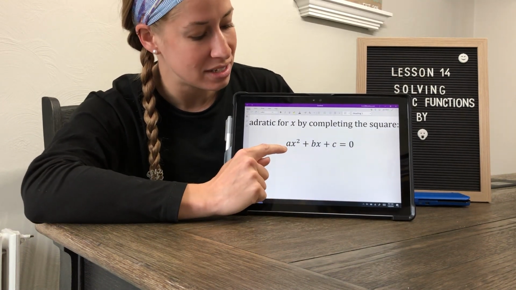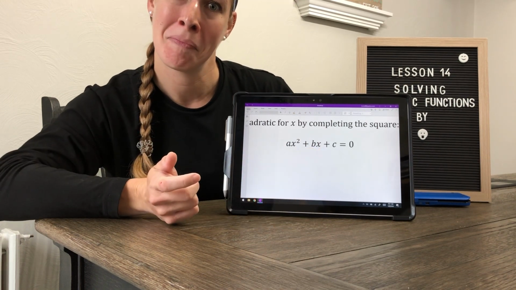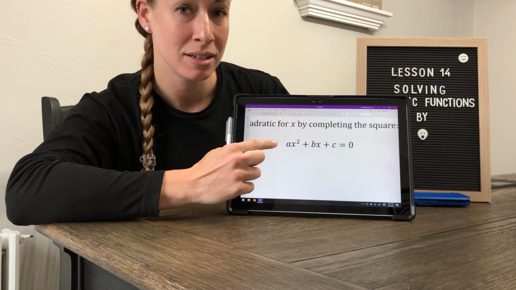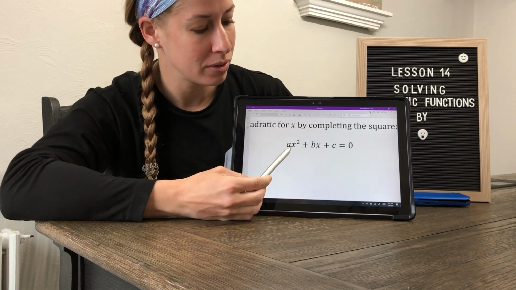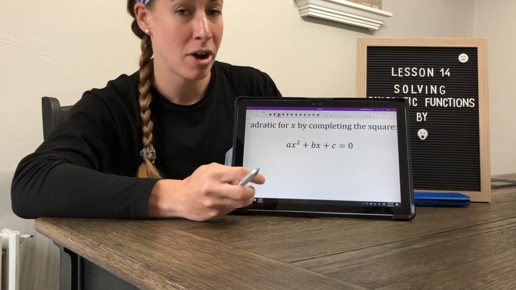But what you should notice is that there are no numbers. We're going to solve this particular quadratic equation for x when there are no numbers. So the form that this is in right now, this is standard form, and we're going to solve for x.